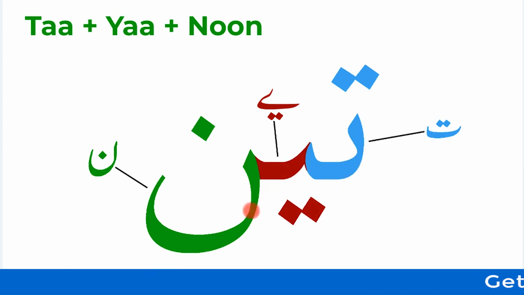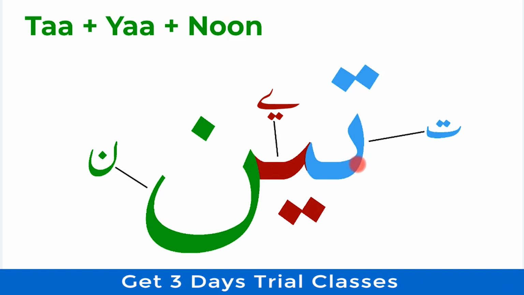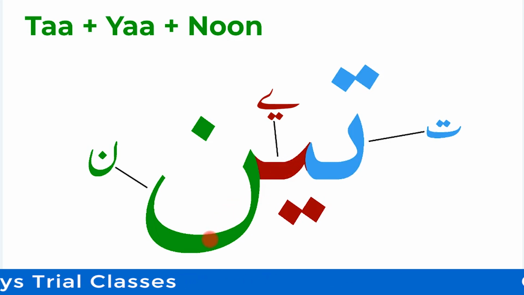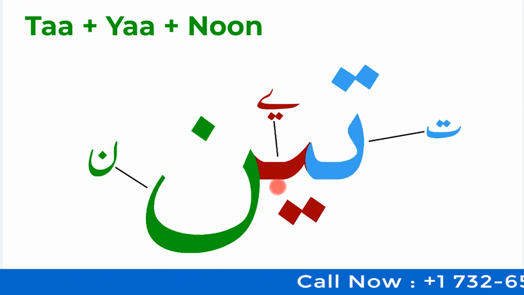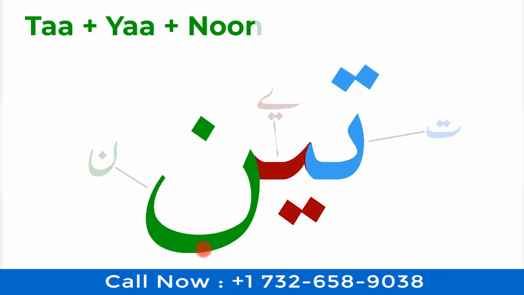Ta, ya, noon. Ta is below, ya is maroon and noon is green. Ta, ya, noon. Please read after me. Ta, ya, noon.